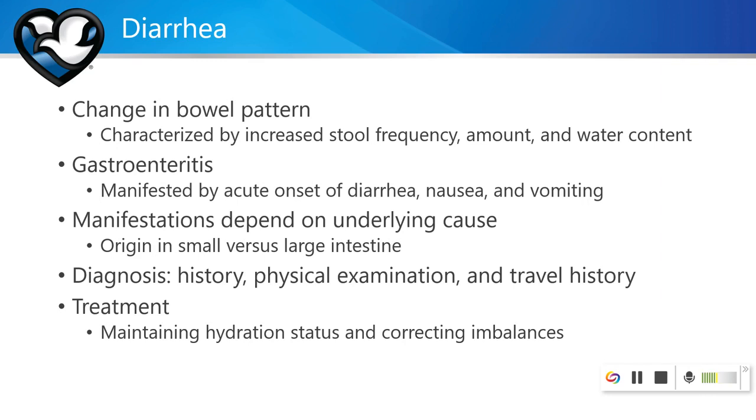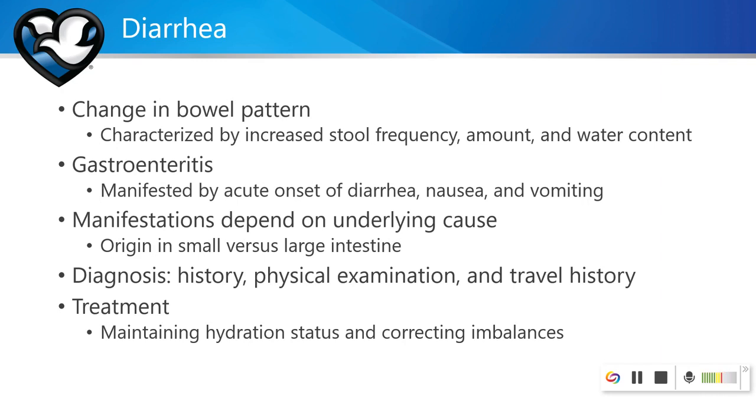Fever and blood or mucoid type stool are more common in the large intestinal diarrhea than with small intestinal diarrhea. The blood in stool may be frank blood, occult blood, or melena, and bowel sounds may be hyperactive.